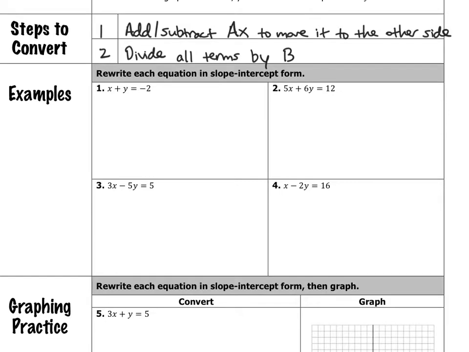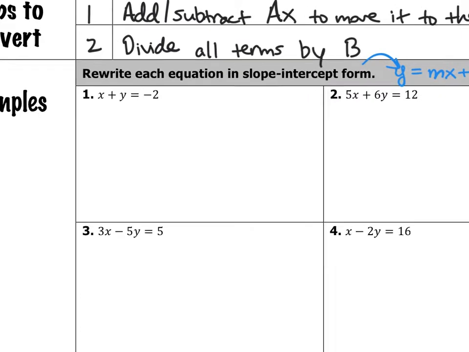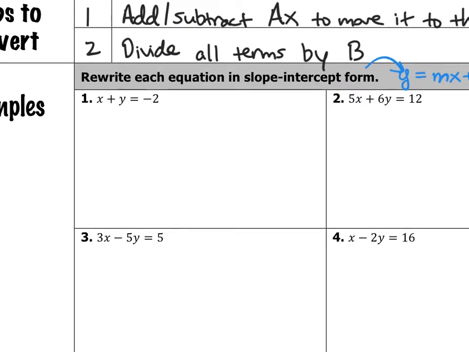We're converting each of these equations to slope-intercept form. Remember, slope-intercept form is the form that we have been practicing previously, y equals mx plus b. So number one, we have x plus y equals -2. Step one is to add or subtract ax from both sides. In this case, ax would just be the 1x. We get rid of a positive 1x by subtracting 1x. So I'm going to subtract 1x, or just x, from the left side and from the right side.